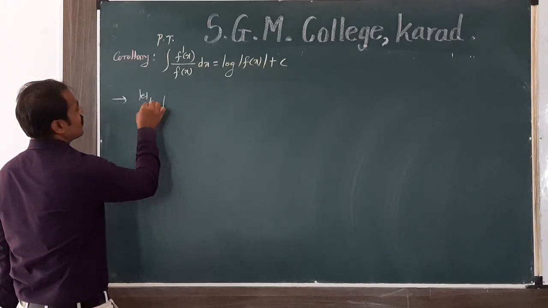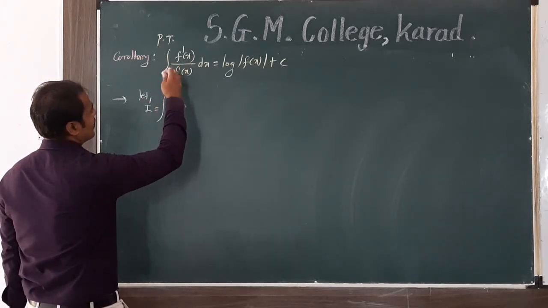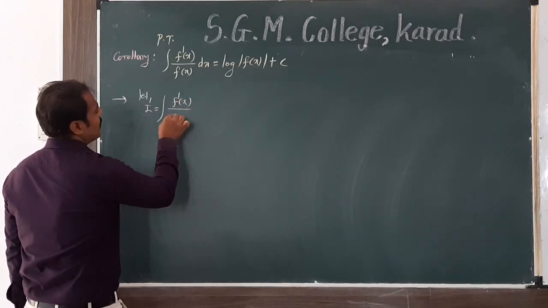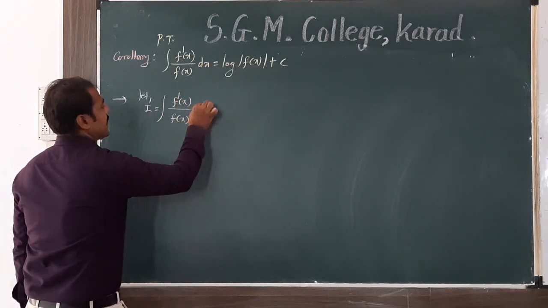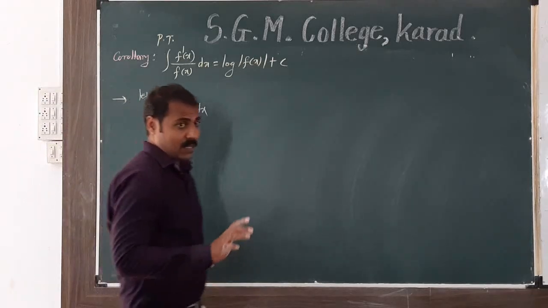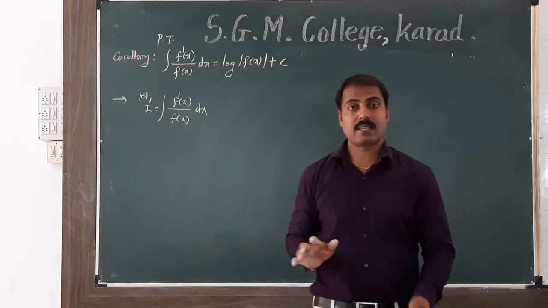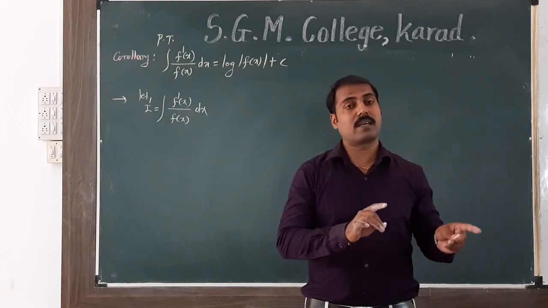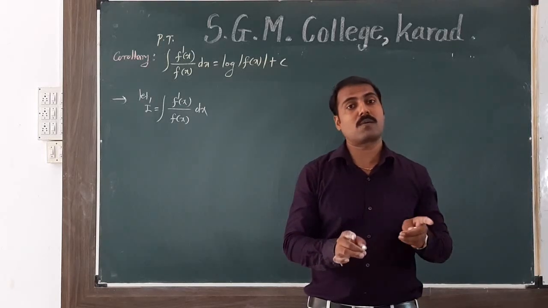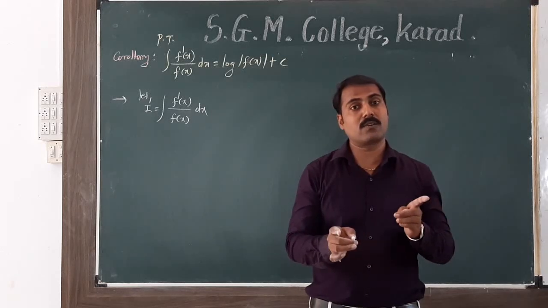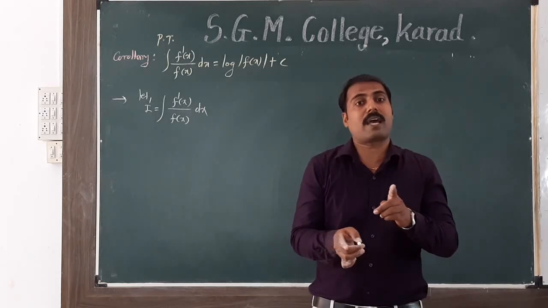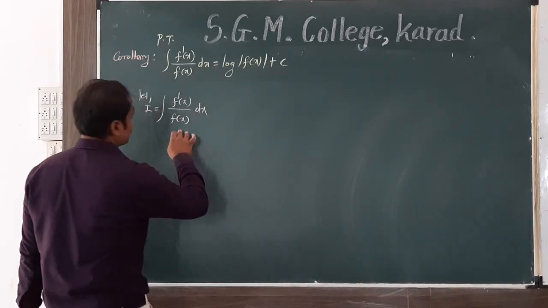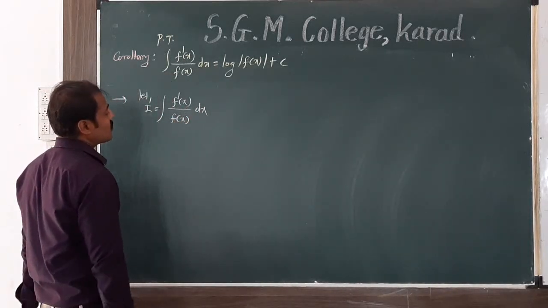So the proof of the above corollary is: let I is equal to integration of f dash of x divided by f of x dx. We have just seen the theorem. In the substitution theorem we have seen that we do the substitution for that function whose derivative is present in the integration. So whose derivative is present in the given integration?